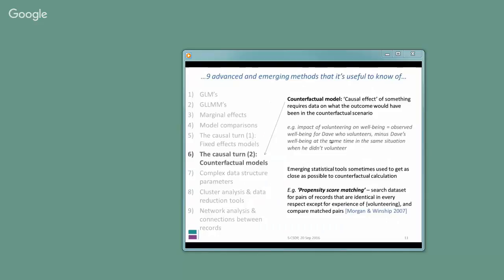There are attempts to come up with statistical tools that come as close as conceivably possible to those counterfactual data points. And I'll just flag one method, propensity score matching, which has been written about a lot in recent years in sociology and other social sciences. What propensity score matching tries to do is to mimic the counterfactual model by going through large data sets with a lot of data about people.